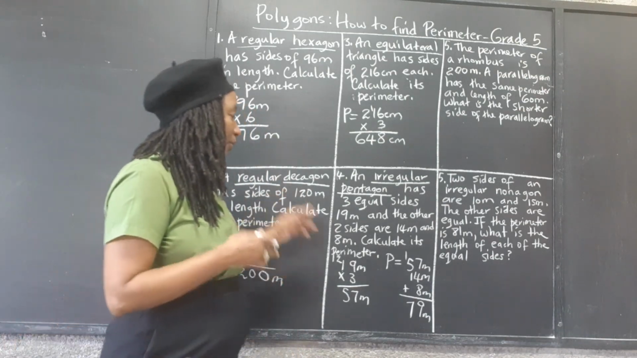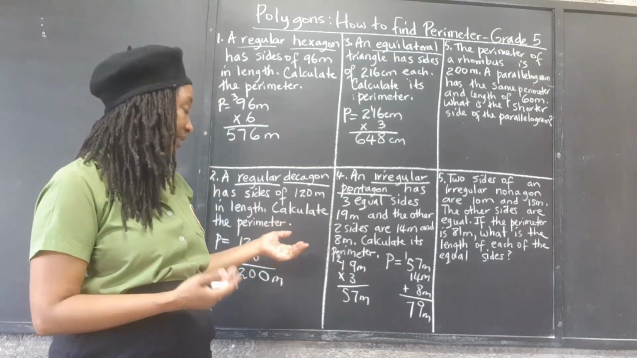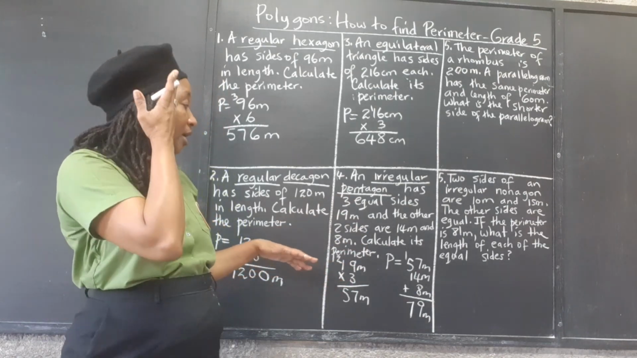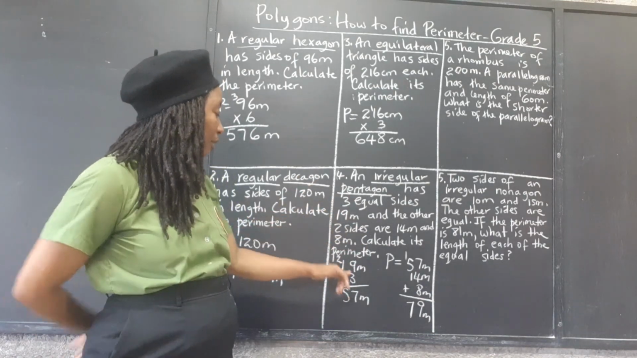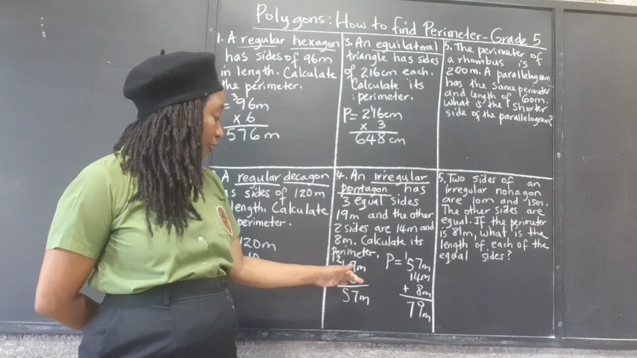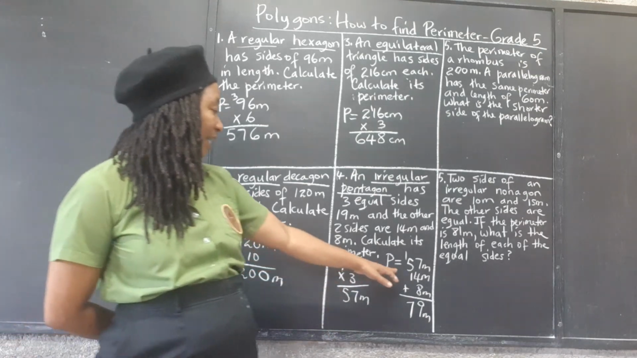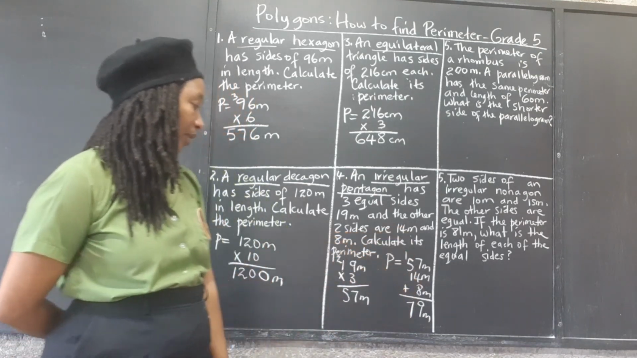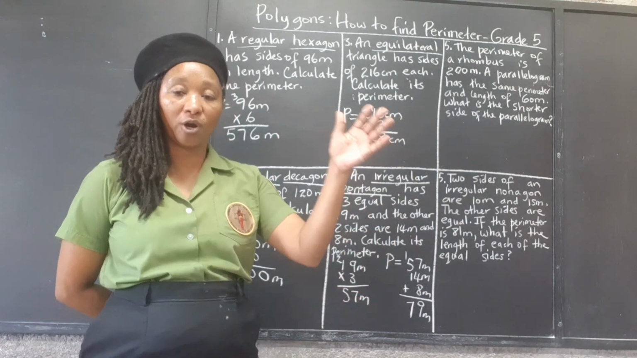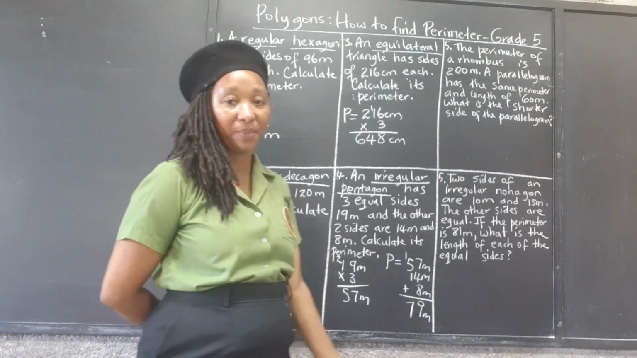Since we were told it's a pentagon but it's irregular, it has 3 of the sides equal but 2 not equal to the others. The 3 sides that are equal, we can multiply by 3 because they're the same length. So 3 nines 27, 3 ones 3 and 2, 5. And then we just add that with the other 2 sides, and we get our total perimeter. The total distance on the outside of that pentagon is 79 meters.